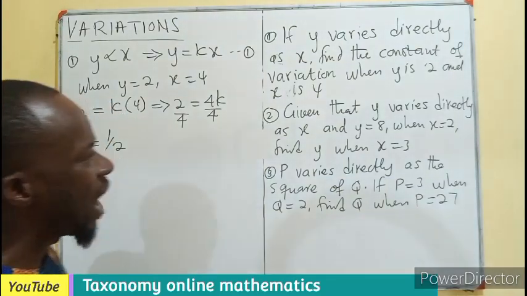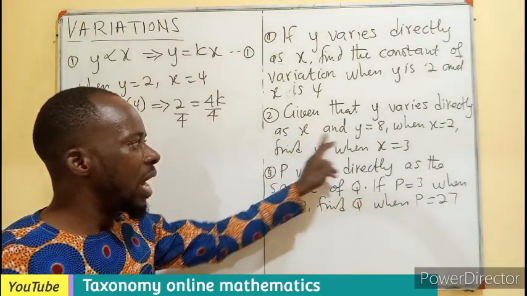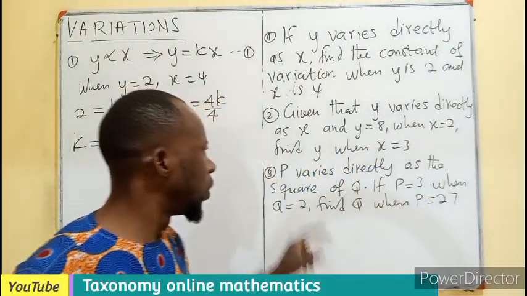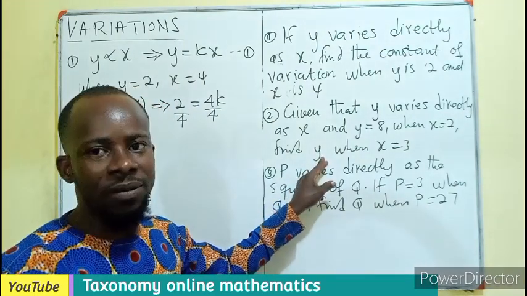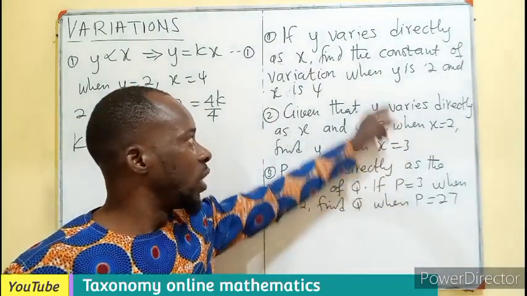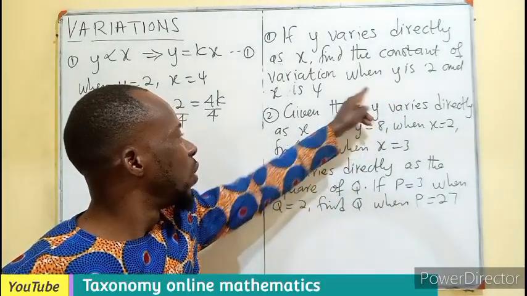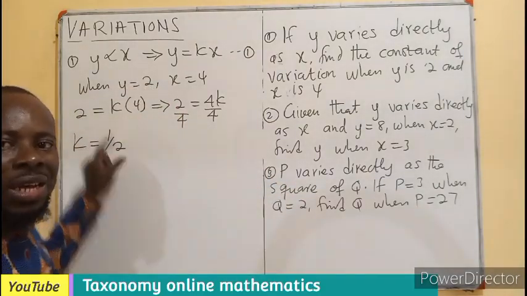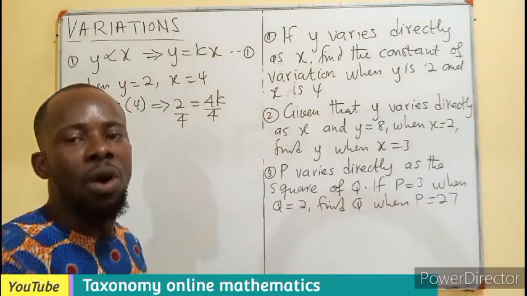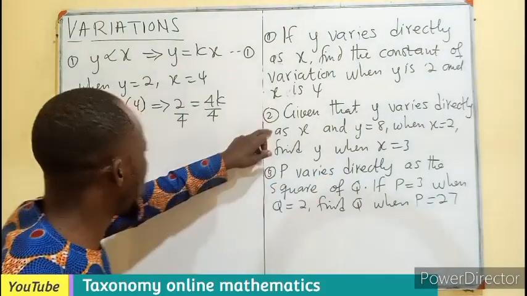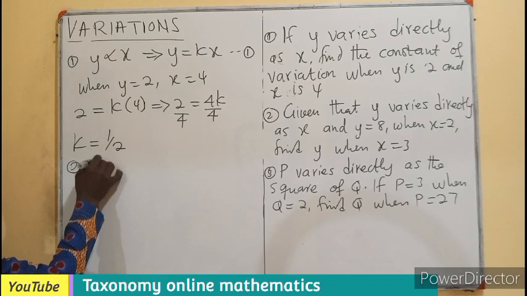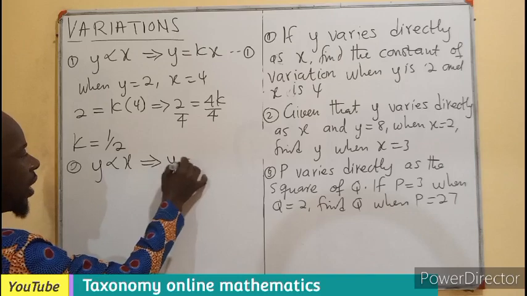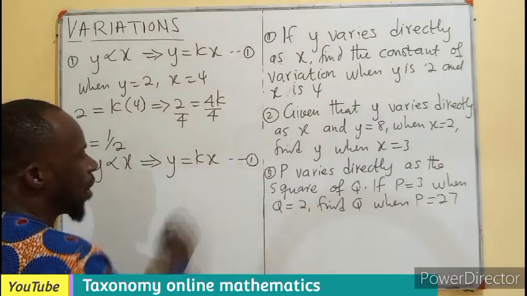Here, given that y varies directly as x and y equals 8 when x is 2, we have to find the value of y when x is 3. In this case, we can also be asked to find the value of y when x has increased to 5. So using the constant of proportionality, you can find different values of one variable when the other is given. So from here, we know y varies directly as x, translated in the form y equals kx as our equation.